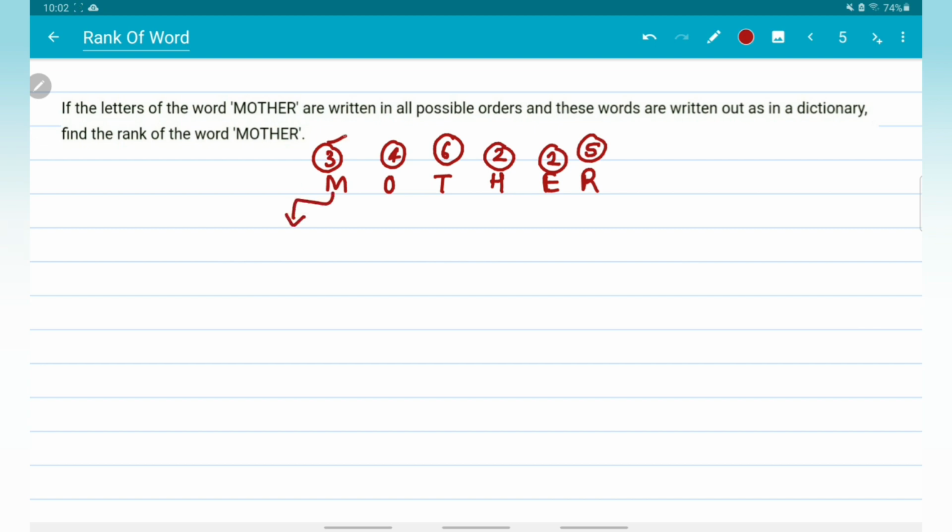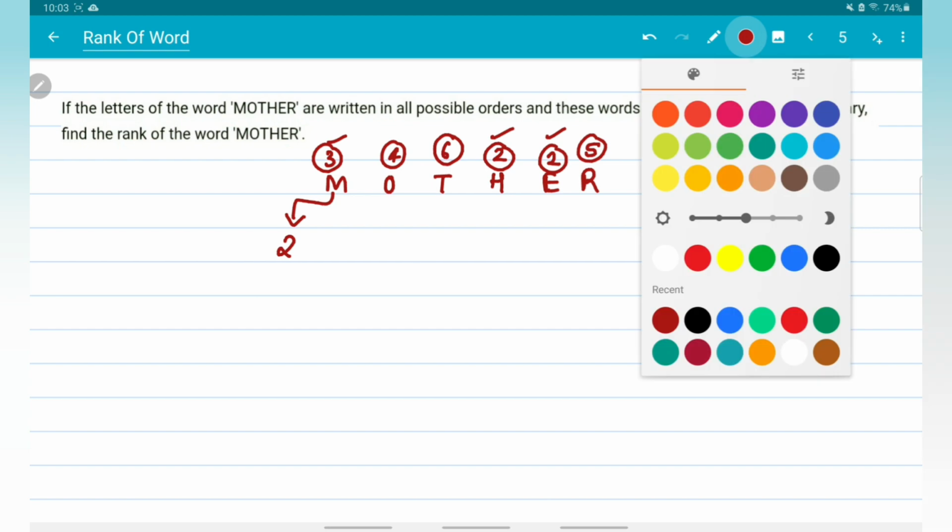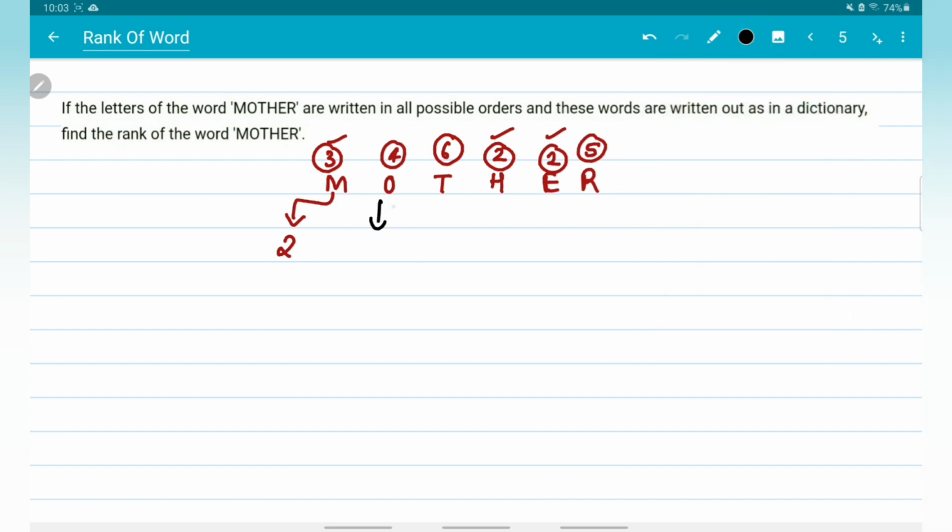Now M has got the number 3. On the right hand side we have 2 and 1 which are less than 3. So we have got two numbers less than 3 on the right side, so I'm going to write 2. Then O has got the number 4. So I have here 2, 1. Okay, again two numbers which are less than 4 on the right side.